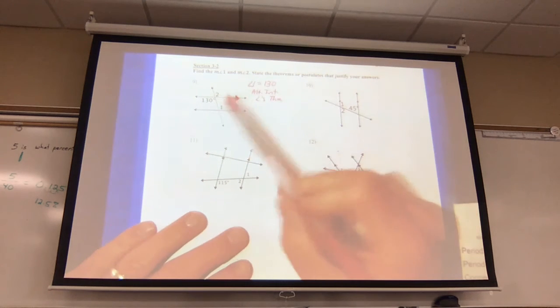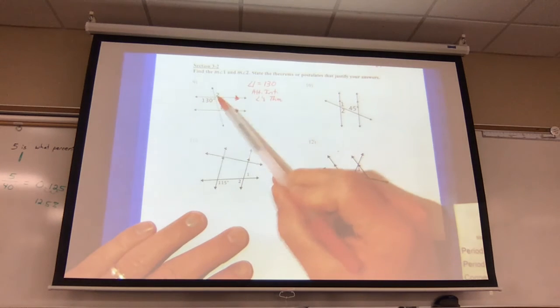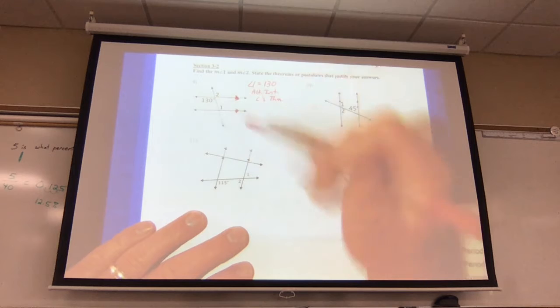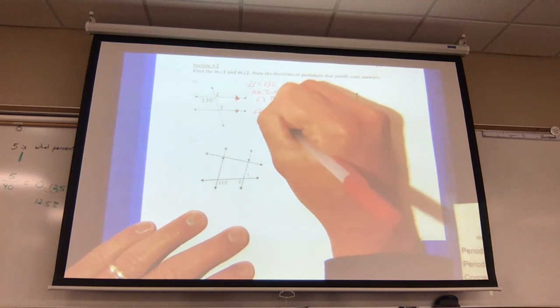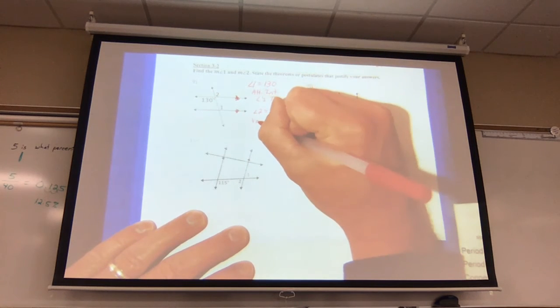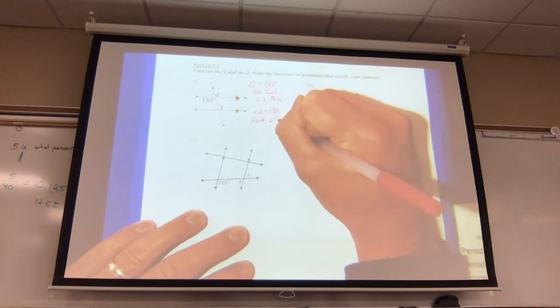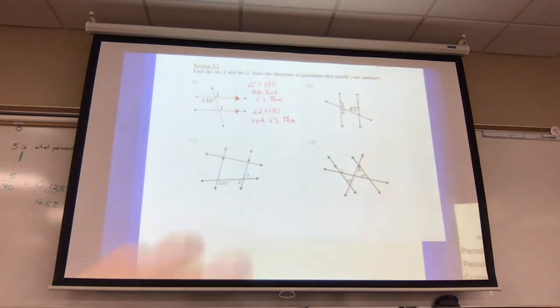And then angle 2, if I look at angle 2, it's a vertical angle with 130. And we know vertical angles are always congruent. So angle 2 is also going to be 130. That's by the vertical angles theorem there.